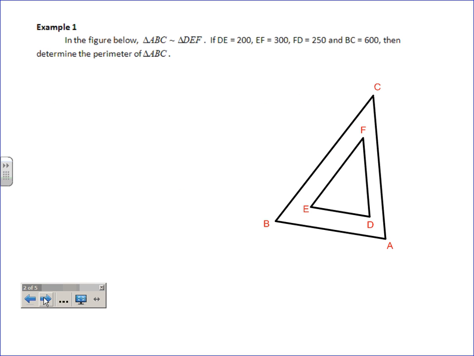So I'm going to basically tell you that in the figure below, this is important here, because what's that little symbol right there mean again? That they are similar. Very good. So we're basically being told they are similar. And let's just fill in the information and see what we can do then. Well, DE, what have we got? 200. All right. EF is 300. FD is 250. And BC, where's that? There it is, 600.